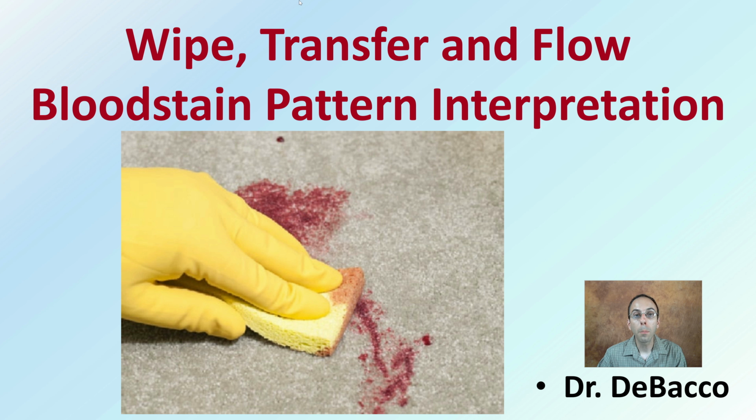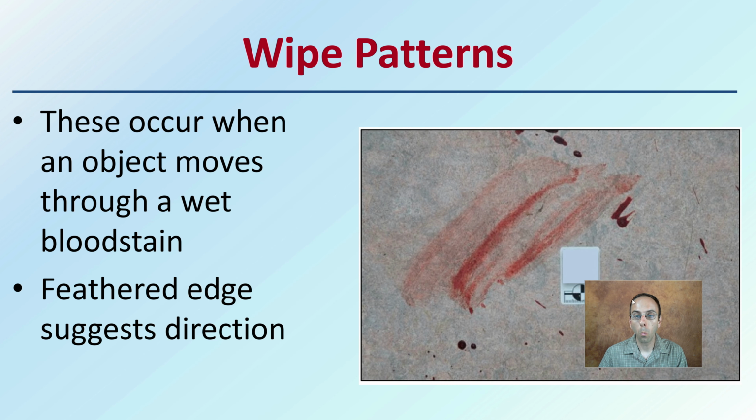Here we're going to look at wipe, transfer, and flow bloodstain pattern interpretation, so be able to tell the difference between these and also what each of these can tell us about what may have occurred at the crime scene. So first off, we have wipe patterns.